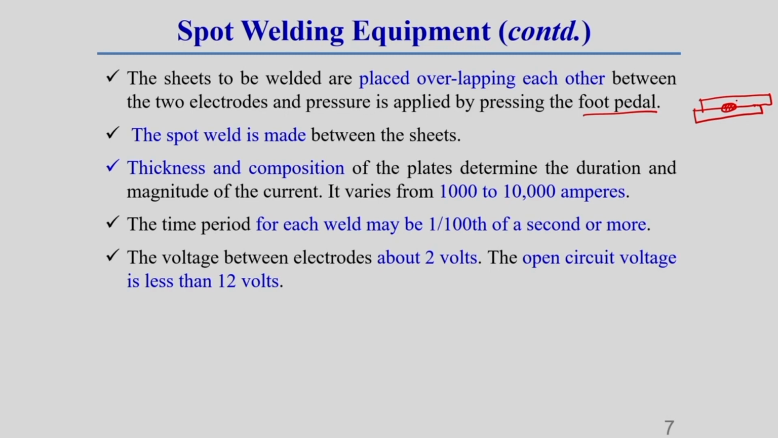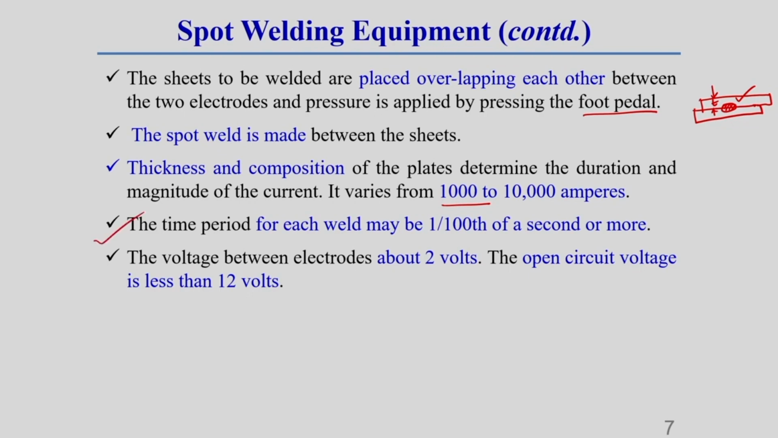Now, depending upon the thickness of the workpiece material and its composition, we have to decide what the current range should be. This current range in this welding machine, just to give you an idea, varies from around 1000 amperes to 10,000, even more than 10,000 amperes. That means a huge current is applied here. You should keep this in mind.